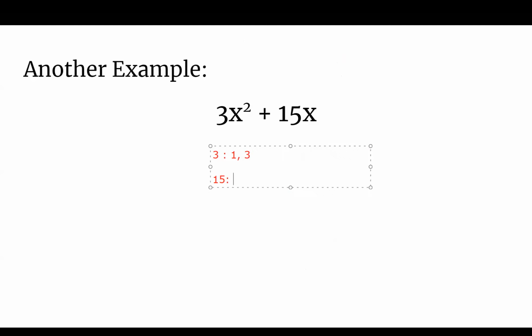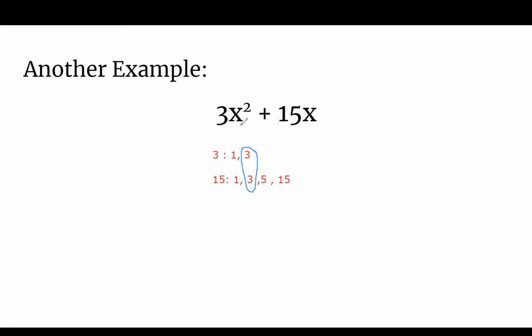A 15 can be divided by a 1. That's a factor for all the numbers. I can divide 15 by a 3. I can divide a 15 by a 5. And finally, I can divide a 15 by 15 itself. Remember, I have to choose only the greatest common factor. So I pick the common factor 3 here. That's common, and that's the greatest common factor as well.